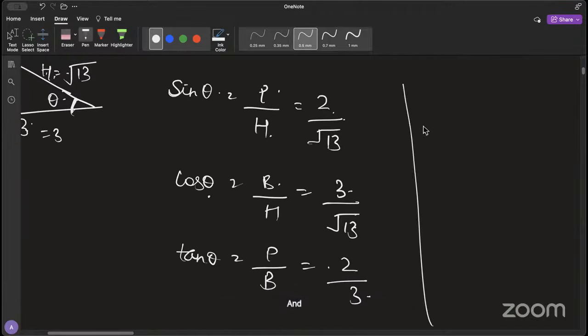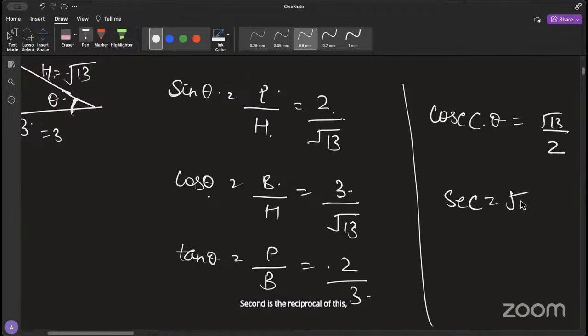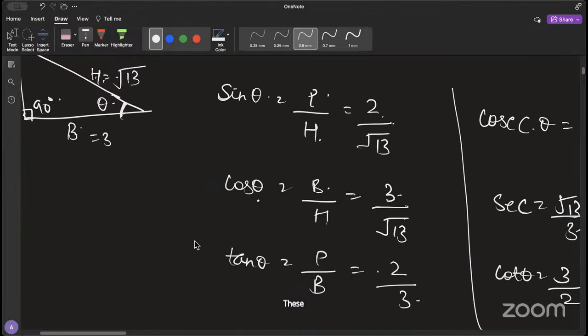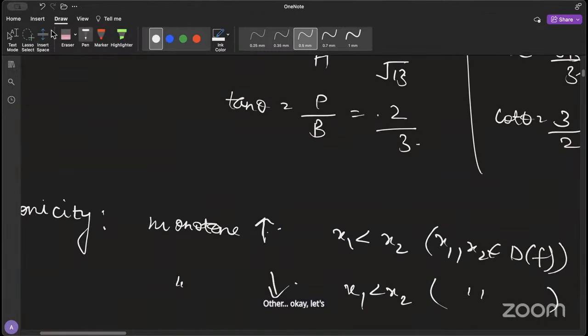And the other ones: cosecant is the reciprocal of sine, so it will be root 13 by 2. Then secant is the reciprocal of cos, so it will be root 13 by 3. And cot will be the reciprocal of tan, so it will be 3 by 2. These things and more important things to note here are, okay, let's come to the graph of these first.